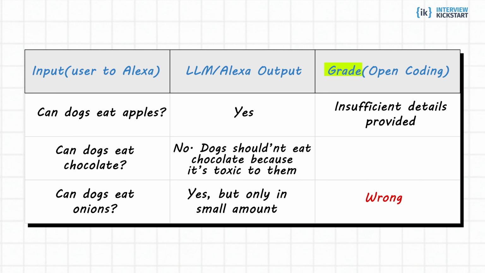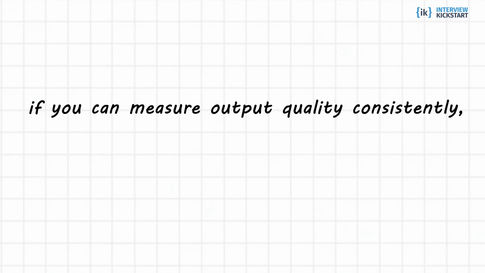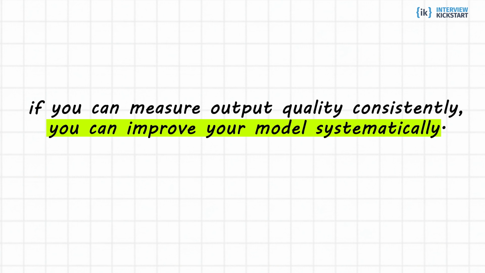This is where evals come in. They help you measure what quality means for those answers. In practice, in an eval pipeline, you start with the open codes, what's in the last column in this table. You jot down initial reactions like correct, partially correct, insufficient detail. Later on, these rubrics will get more structured and automated. The idea here is really simple. If you can measure your output quality consistently, you can improve your model systematically.